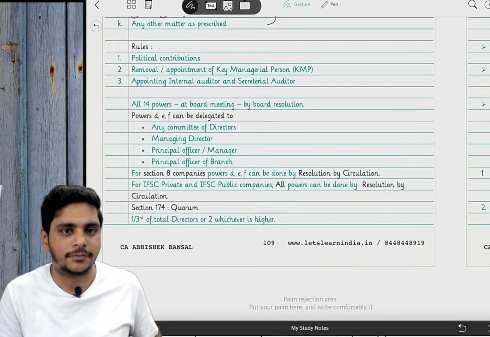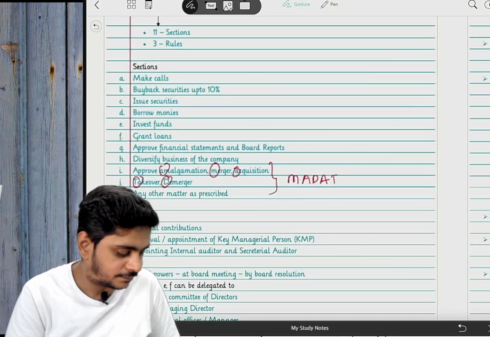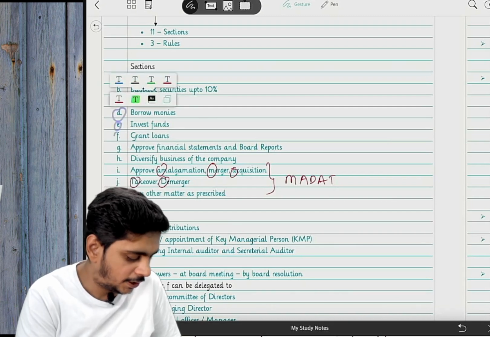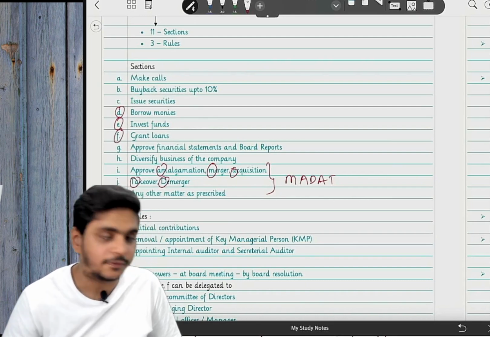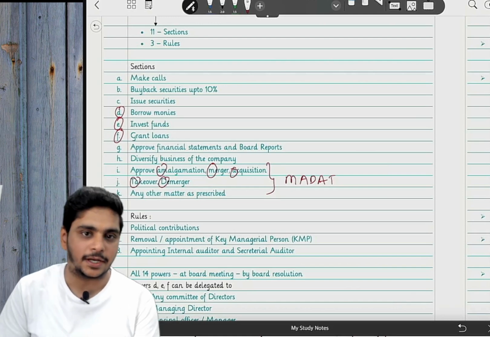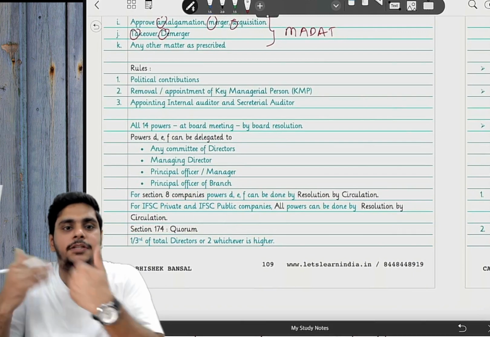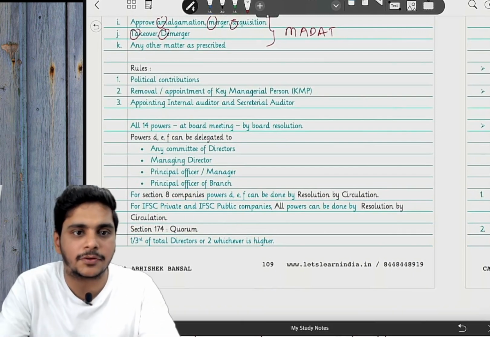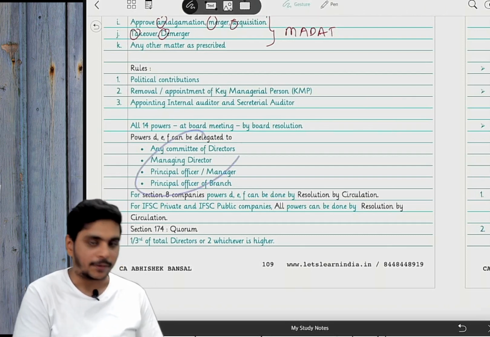However, the powers in DEF: borrow, invest, grant. These powers can be delegated. Delegate means you can transfer it. You can transfer it to these people, 4 people.